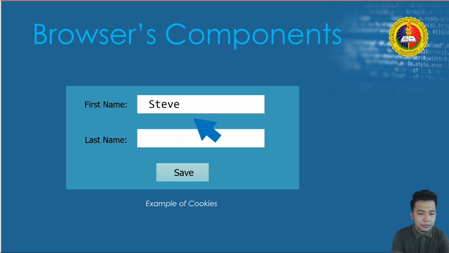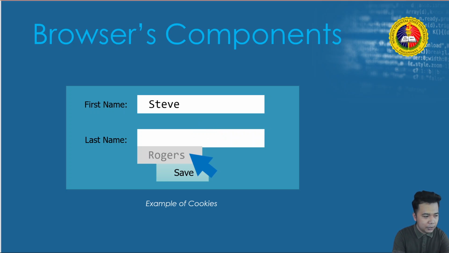click it, and then it will automatically be added. Same thing with the last name. You can either just type a new one or just click it. All right. So basically, that is how cookies work.